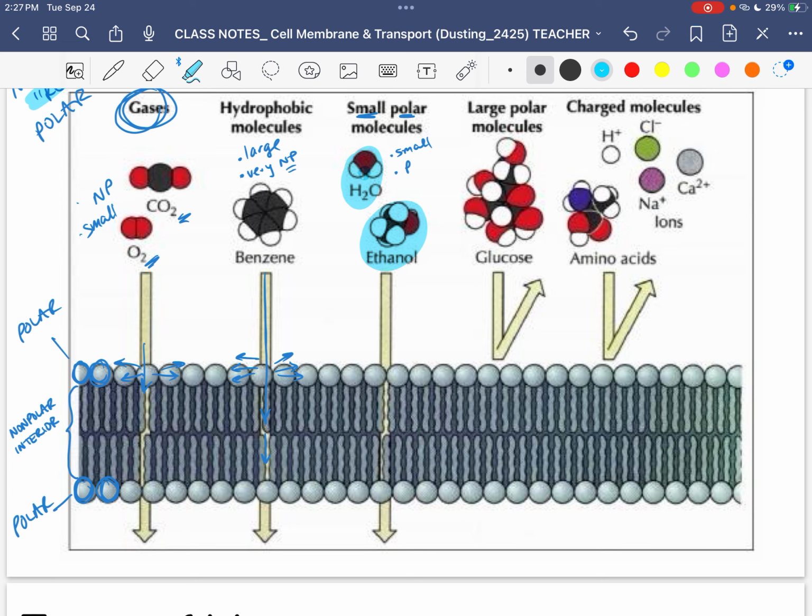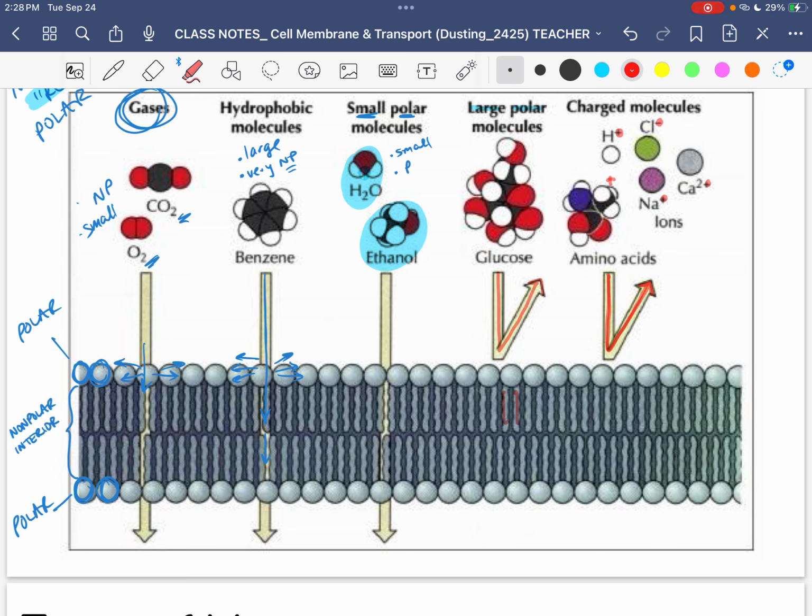Now, when it comes to large polar molecules, remember these are big in size, so they're large and they are polar. They do not get through. They get repelled by the cell membrane. Same thing with anything that carries a charge. So here we've got charged ions. Some amino acids might carry a charge, right? And if those amino acids carry a charge, they get repelled. They do not get through. They get repelled by the cell membrane because the hydrophobic interior repels them.